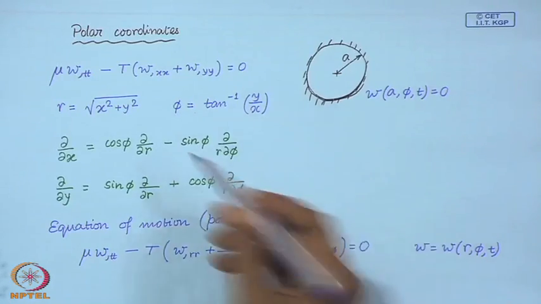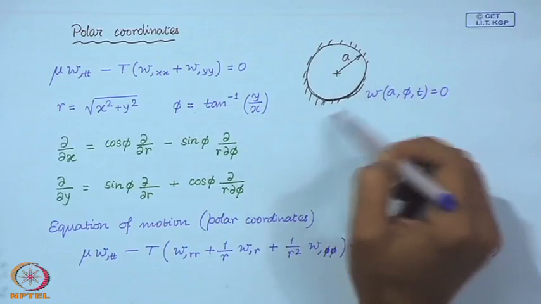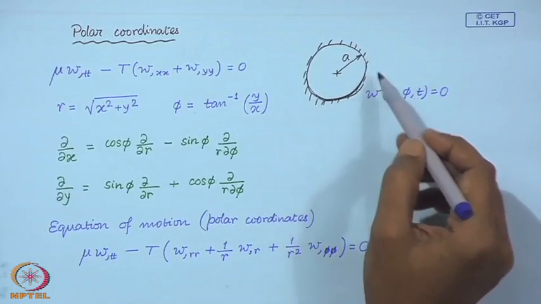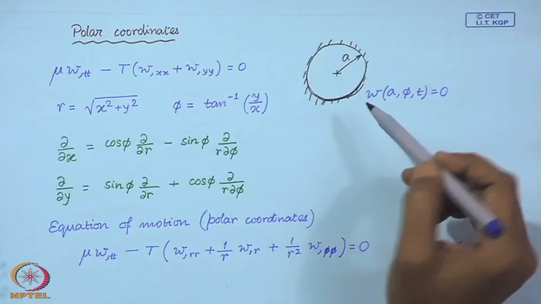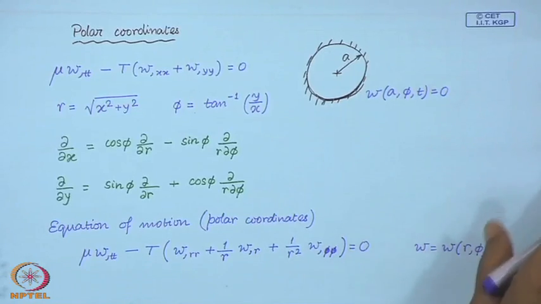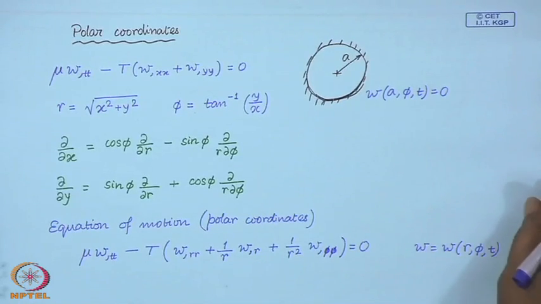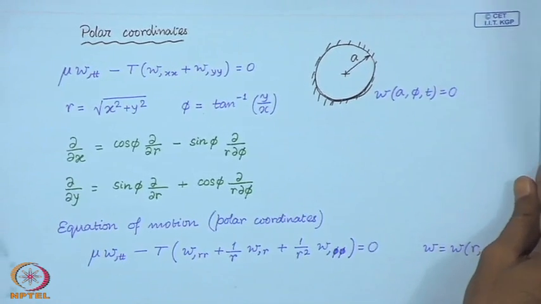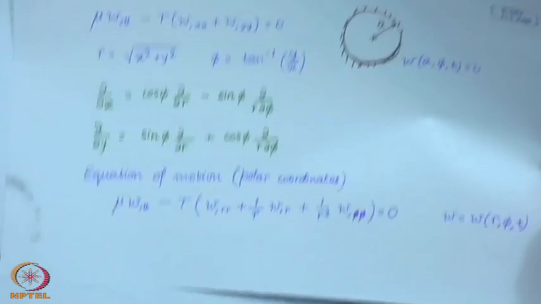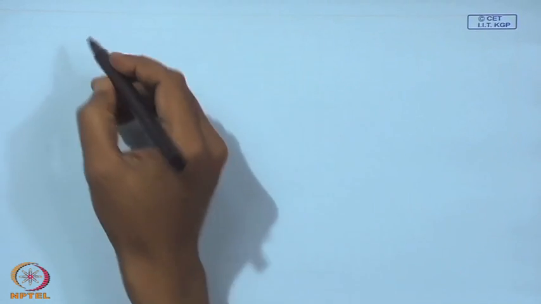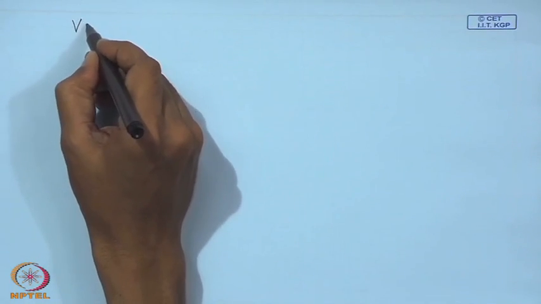Now, this choice of coordinates actually is guided by the boundary. For simple boundaries like a rectangular membrane or a circular membrane, the choice is very clear, but for other shapes, some of which we are going to discuss later on, we will see how they are dealt with. So, right now we have discussed the Newtonian formulation. Let us also look at the variational formulation.